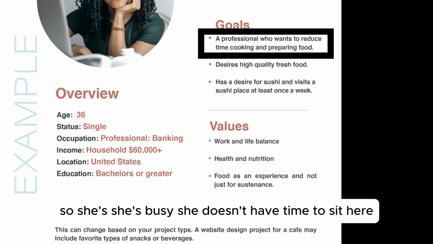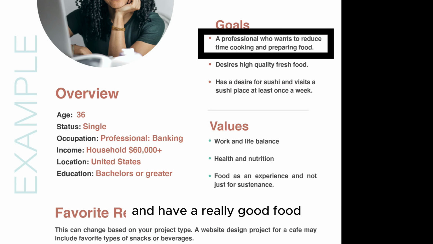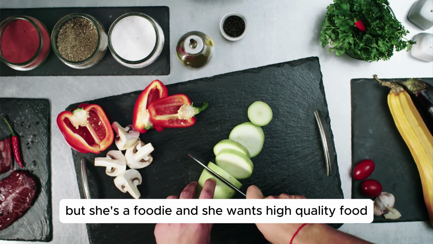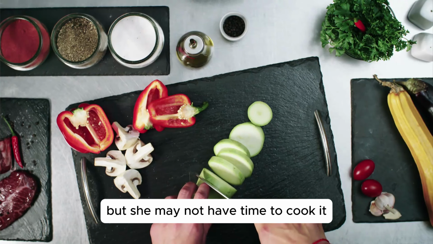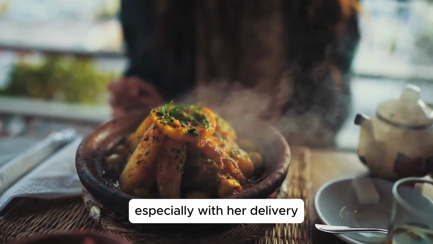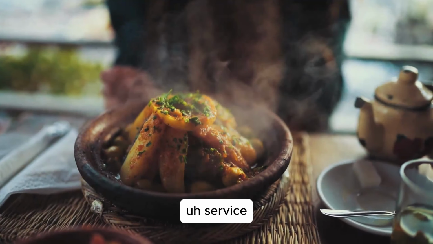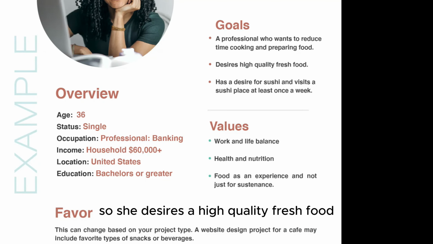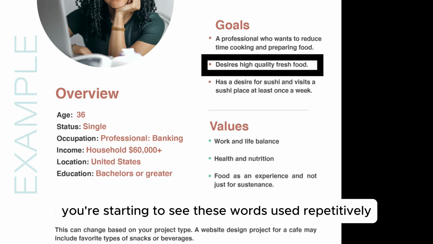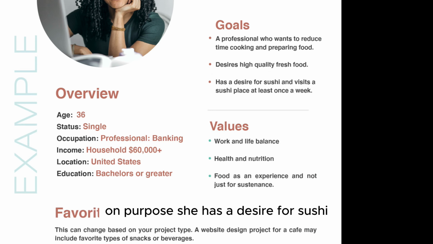So she's busy. She doesn't have time to sit here and have really good food, but she's a foodie and she wants high quality food, but she may not have time to cook it. So that's where this kind of restaurant could really help her, especially with her delivery service. So she desires a high quality fresh food. Notice the word fresh is in there. You're starting to see these words used repetitively on purpose.